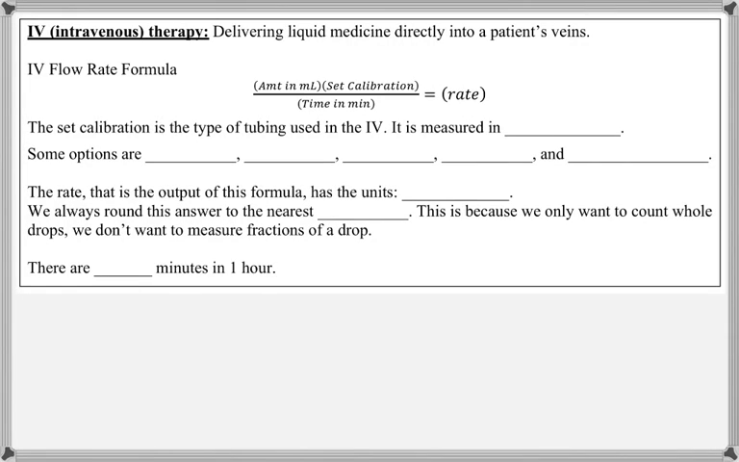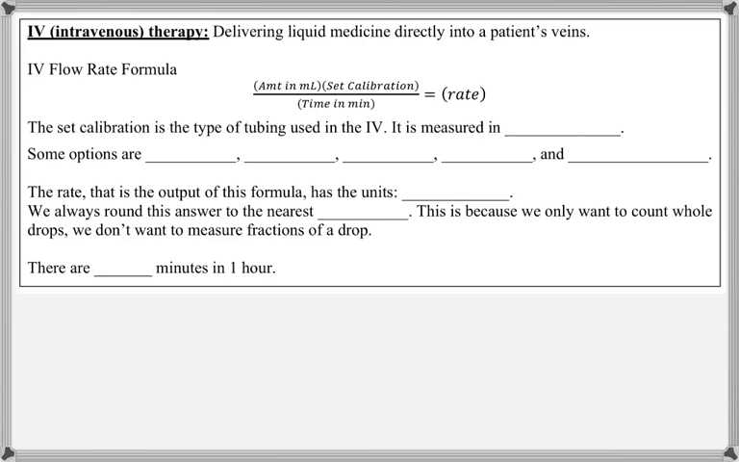This chapter is on IV therapy, which is delivering liquid medicine directly into a patient's veins. And we have an IV flow rate formula here, and that is the amount in milliliters multiplied by the set calibration divided by the time in minutes, and that's equal to our IV flow rate.